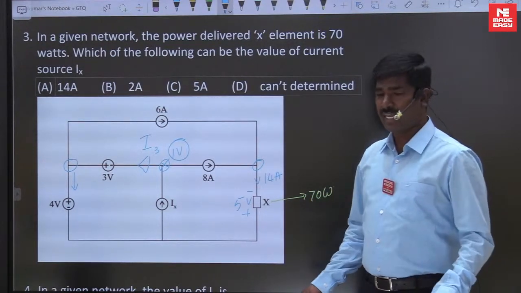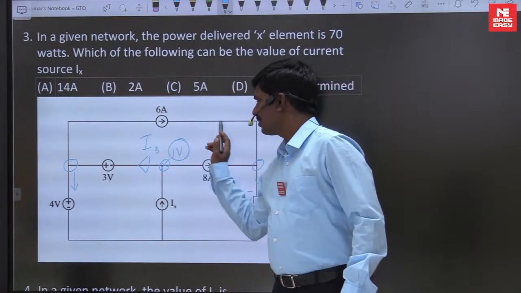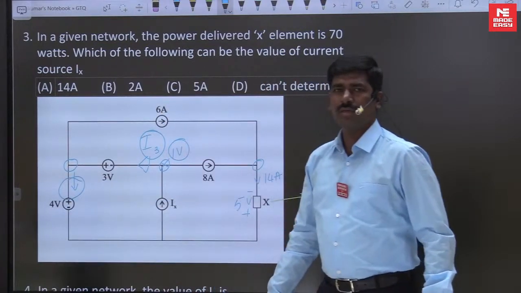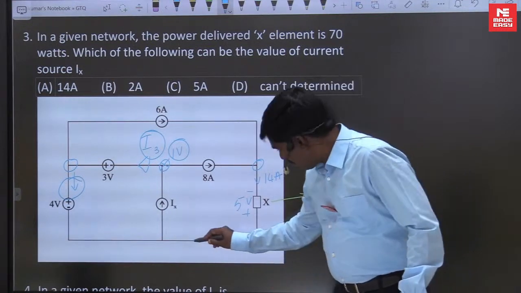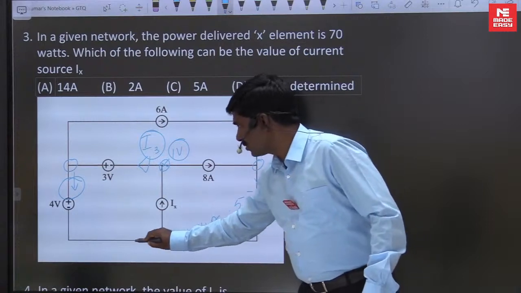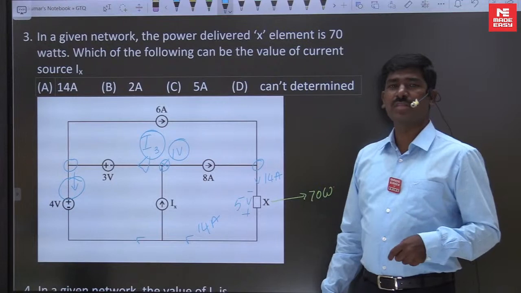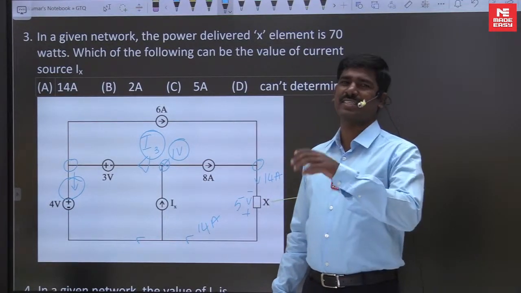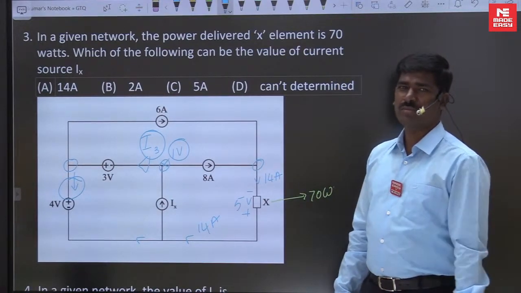If we apply mesh analysis, here Ix is unknown. So these two currents are unknown. If you apply it here also, this current is 14 amperes, but this is also an unknown current. You take any node, any equation, there are two unknowns. That's why you are not able to find Ix. You can't get an Ix value.